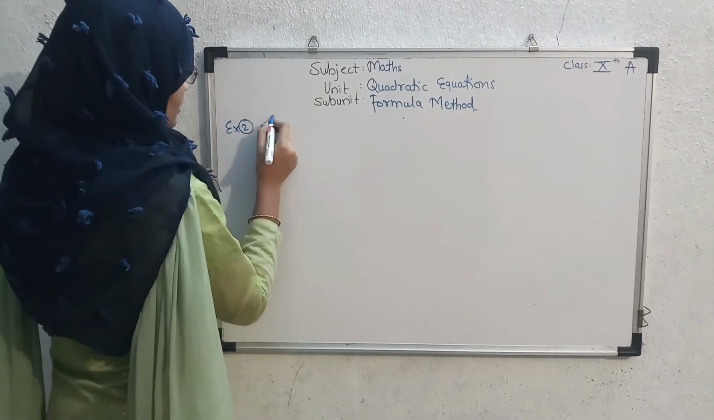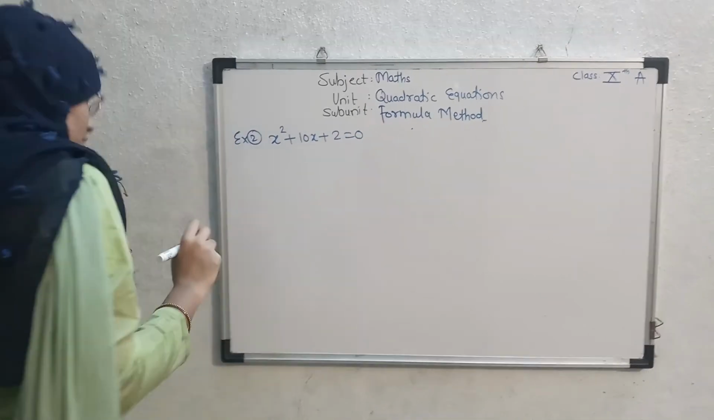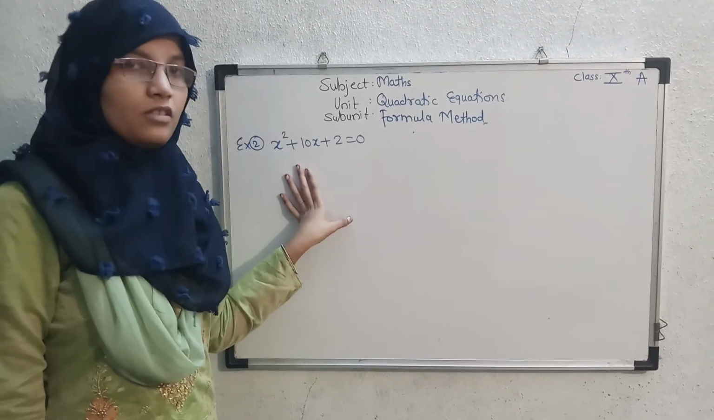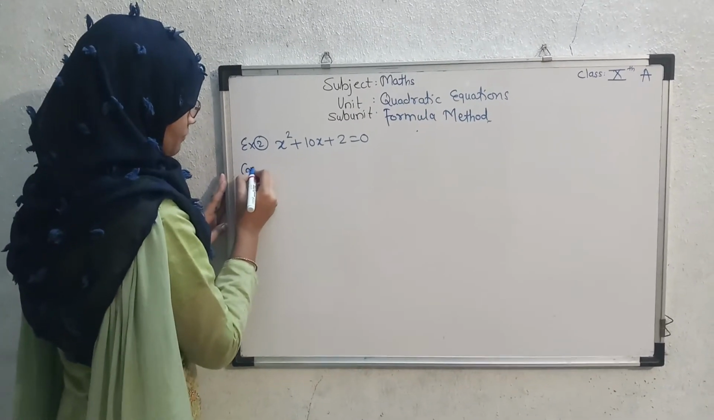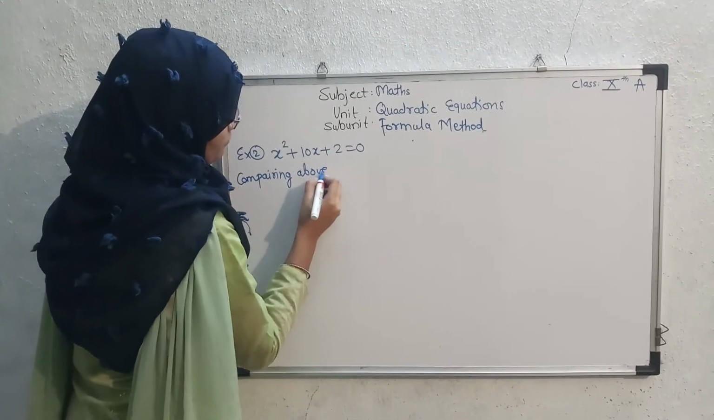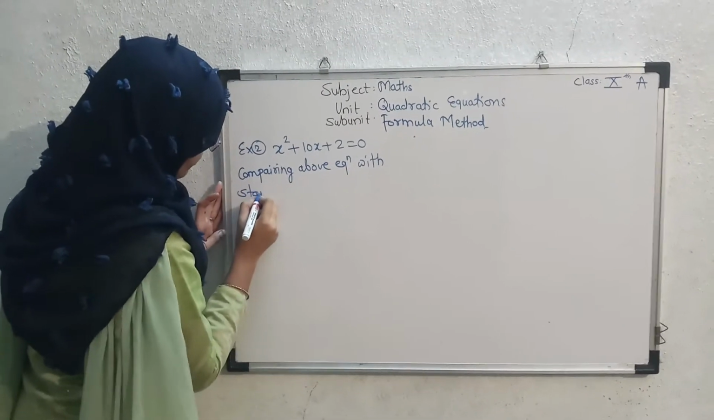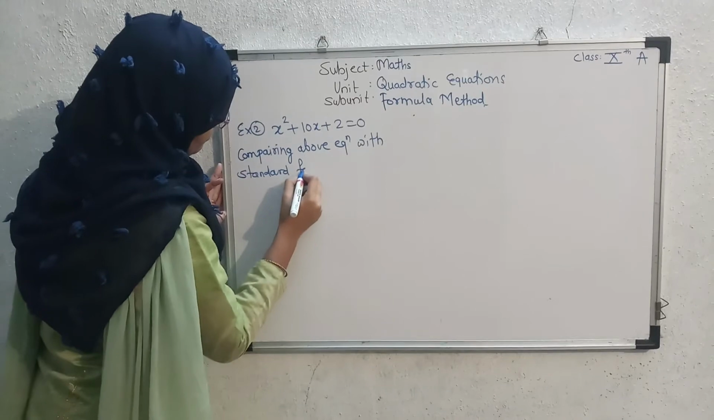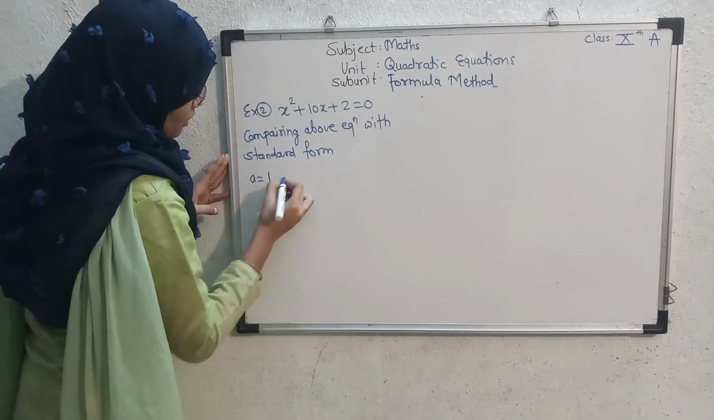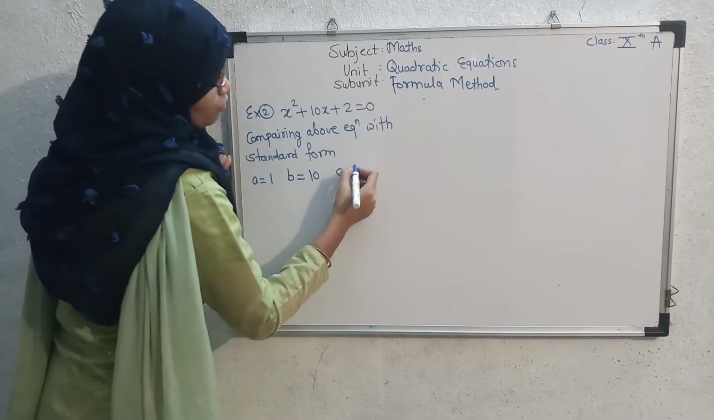Second example, x square plus 10x plus 2 is equals to 0. This is your second equation. Now to solve this equation, first we have to compare this equation with standard form. Comparing our equation with standard form, we got value of a, coefficient of x square is 1, b coefficient of x is 10 and c is constant term, that is 2.